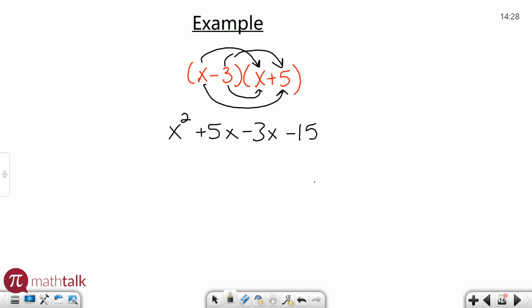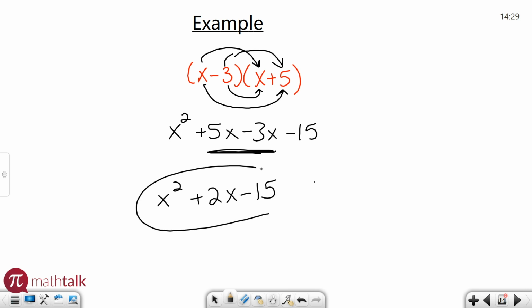And so now once you've done the FOIL method, you want to see, can I simplify this down at all? Are there any like terms? Well, in a previous video, I talked about like terms having the same variable and exponent. So I see right here I have two different terms with x's in them. So I'm going to combine those using the operation. So x squared is fine. +5 minus 3 is +2. I'm going to throw the x down there. And then -15. So this is my final answer when I FOIL those two binomials.